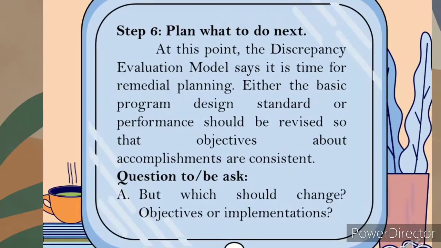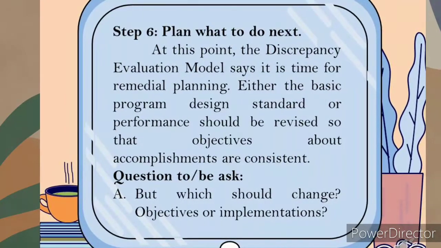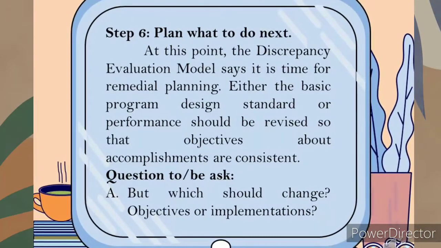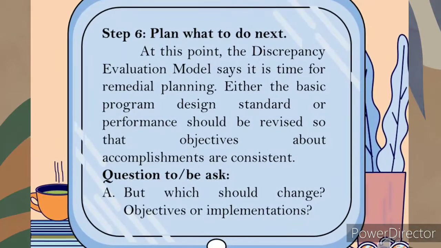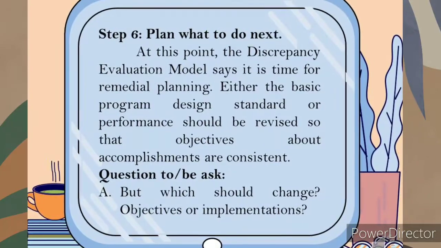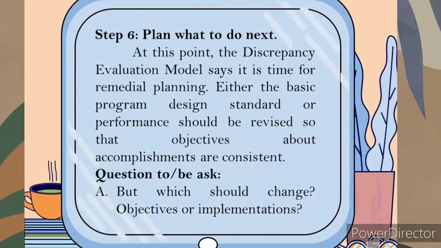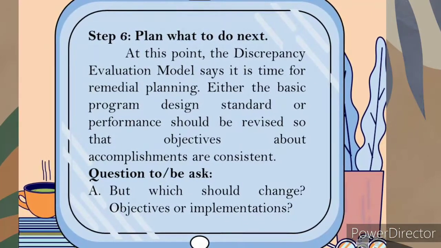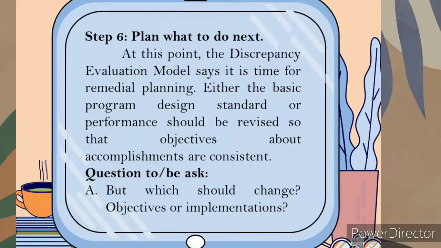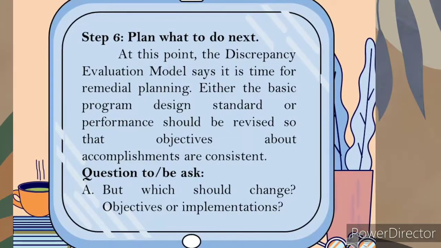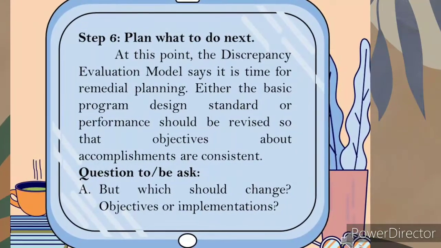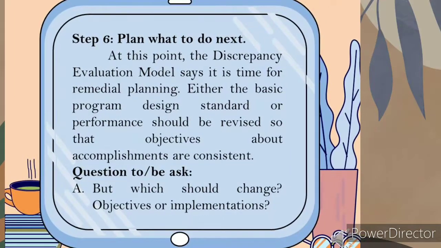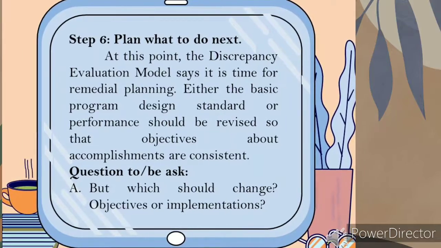Step 6. Plan what to do next. At this point, the discrepancy evaluation model says it is time for revision planning. Either the basic program design standards or performance should be revised so that objectives about accomplishments are consistent. The question to be asked is, what should we change, objectives or implementation? The Provus discrepancy evaluation model can help us shed more light on the many excellent features extension programs already have.